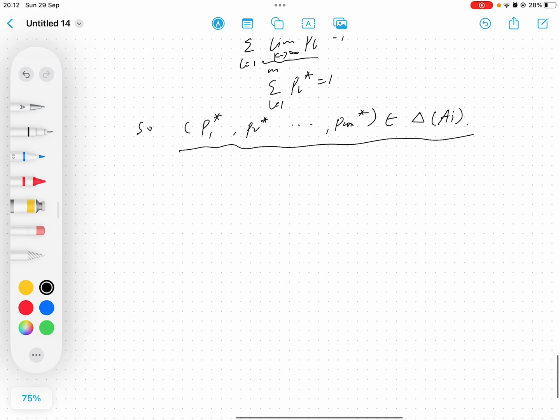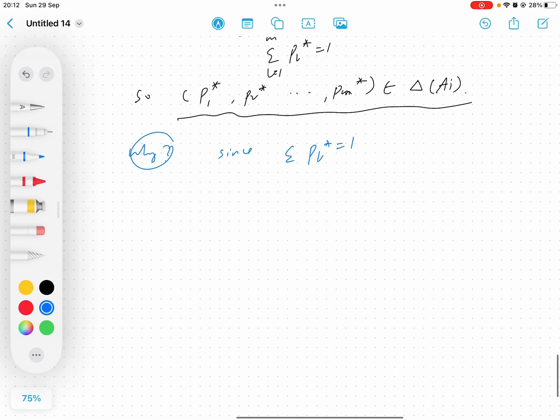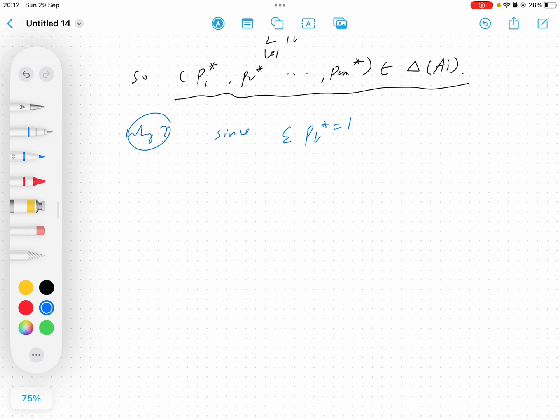Okay, so let's just write this formally. Why is that, right? Because the summation of p_l star is 1, and p_l star is within 0 and 1, so p_l star satisfies the definition of the Delta A_i, right?